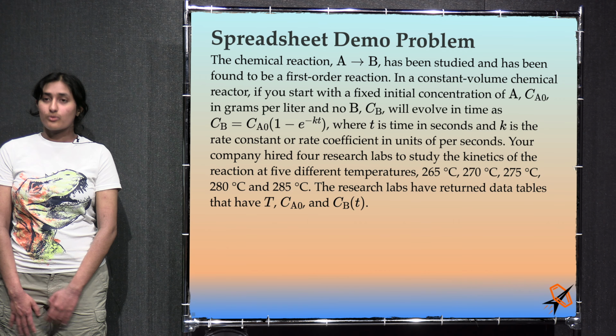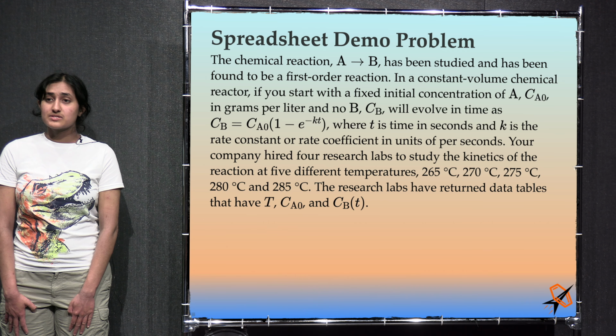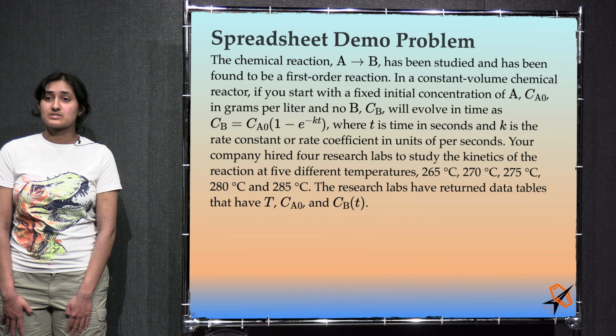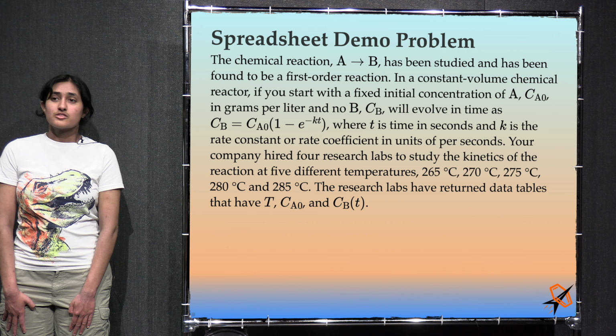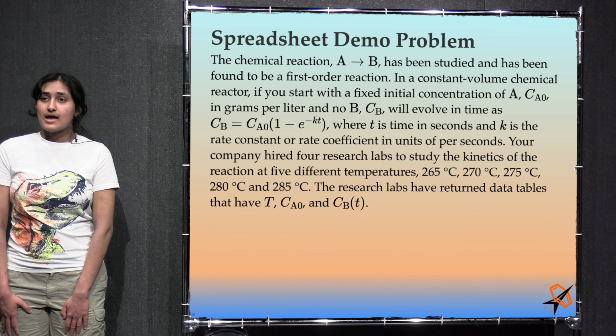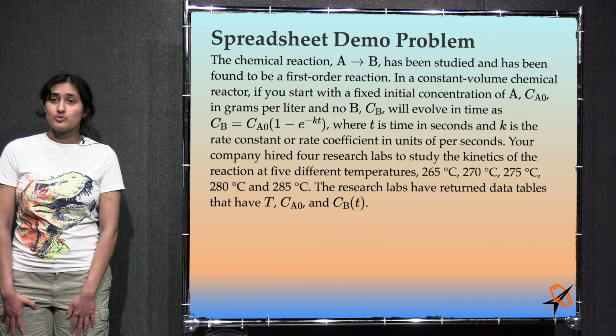Your company hired 4 research labs to study the kinetics of the reaction at 5 different temperatures: 265 degrees Celsius, 270 degrees Celsius, 275 degrees Celsius, 280 degrees Celsius, and 285 degrees Celsius. The research labs have returned data tables that have the temperature, the initial concentration of A, and the measured concentration of B with the time. Like for all data, you should assume that there is some noise in the data.